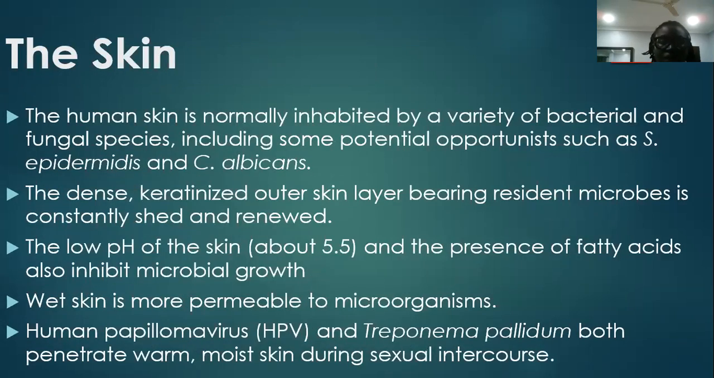Okay, so let's look at the skin and the things that help us to fight off infection. The first is the epithelial type of the skin. The skin is a dense keratinized epithelium. Then also the pH of the skin is low, between 5 and 5.5, so it helps us to keep out microbes. Then the fact that it is dry is also good. When the skin becomes wet, it's more permeable to microorganisms. And when it is also warm, it becomes all the more permeable.